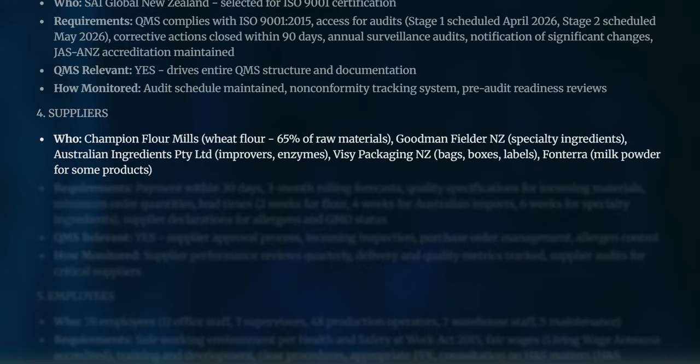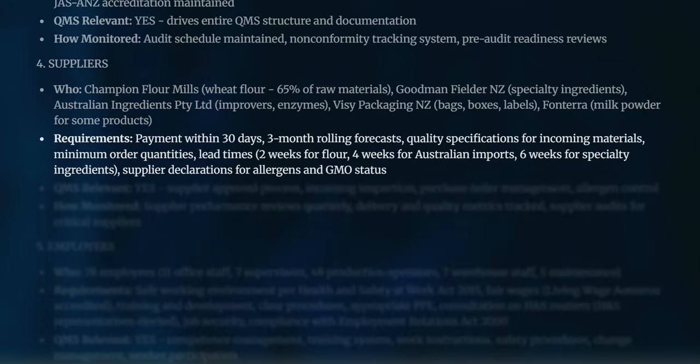With what they supply to you. So don't just list down the name of the suppliers. You need to list down what they are supplying to you. And then the requirements of the suppliers. Here, our exemplar company listed down the requirements of the supplier: payment within 30 days, 3 months rolling forecasts, quality specifications for incoming materials, minimum order quantities, and lead times, which is 2 weeks for flour, 4 weeks for the Australian importer, and 6 weeks for specialty ingredients, and supplier declarations for allergen and GMO status. Those are the requirements for the supplier as an interested party.